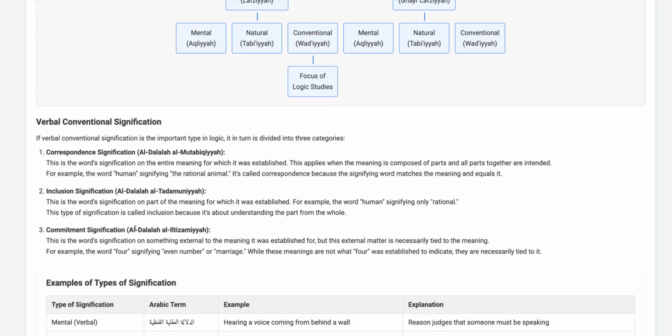Finally, what's called ad-dalala al-iltizamiyya. This is the word's signification on something external. Iltizam means you are forced to find it externally, outside of its meaning that it was established for. But this external matter is necessarily tied to the meaning. For example, the word for signifying an even number, or the limit of marriage. Well, these meanings are not what the word was established to indicate. It indicates it, right? Iltizamiyya, iltizaman, because of that external relationship.